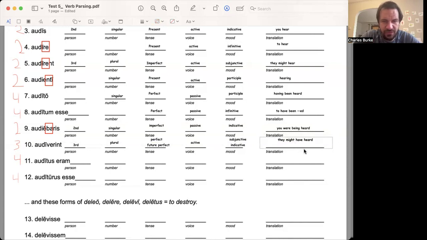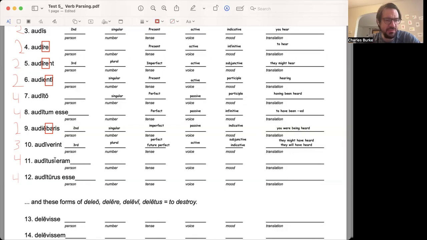The other is the future perfect indicative. So they for third person plural, will for future, have for perfect. They will have heard. The idea of future perfect is it's perfect from the perspective of the future. So by tomorrow, they will have heard that the king is dead. We haven't told them yet, but by tomorrow, they will, in the future, have previously heard. So they will have heard, future perfect.